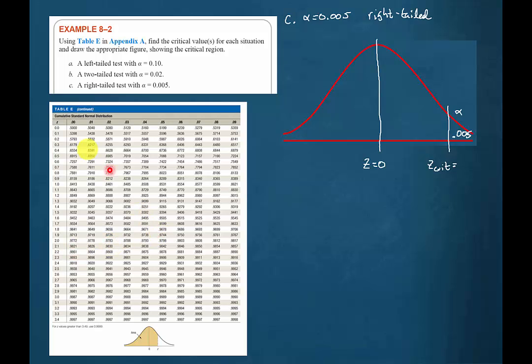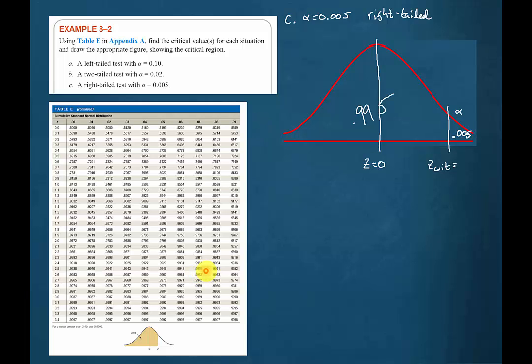In Table E, we recall that the body of the table contains those areas. Looking at the picture at the bottom, this shaded area represents these accumulated values. If 0.5% of the distribution exists above this critical value, that means that 0.995, or 1 minus 0.005, resides to the left.